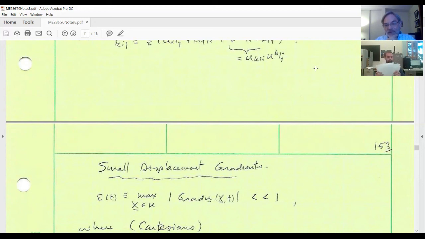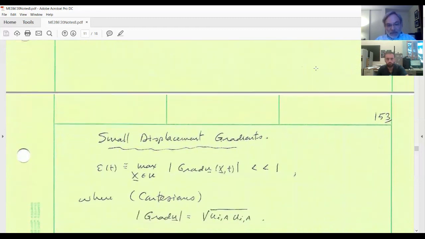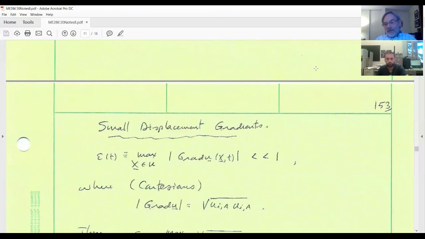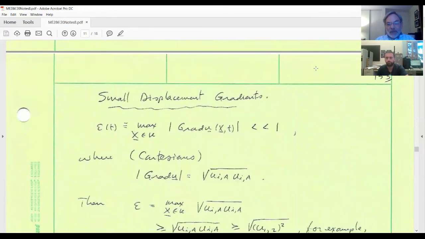You still have to respect the rules of the game, which are that you cannot add tensors of different types, right? Or subtract tensors of different types. It's not a meaningful operation. So there's a good discussion in Marsden and Hughes. Maybe a simpler and clearer one in Doyle and Ericksen, and I'm just trying to give you the benefit of that somewhat lost subject in the intervening years, but which is essential to a proper formulation of the small displacement gradient theory.